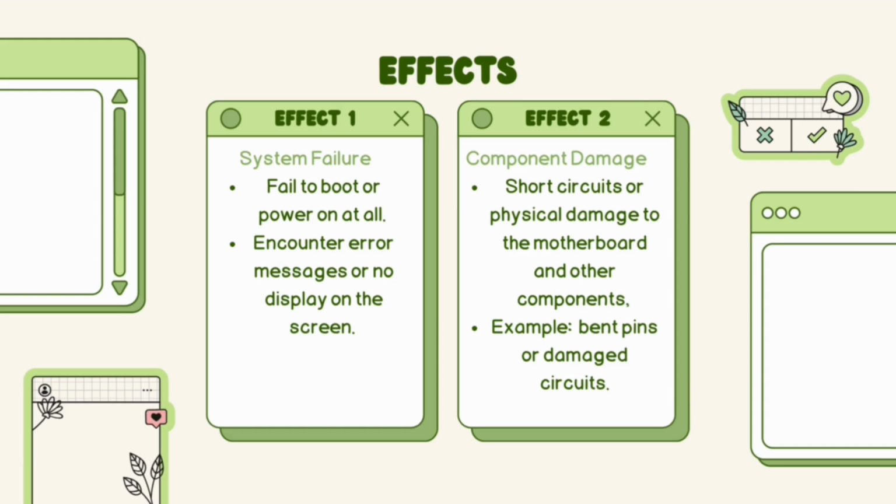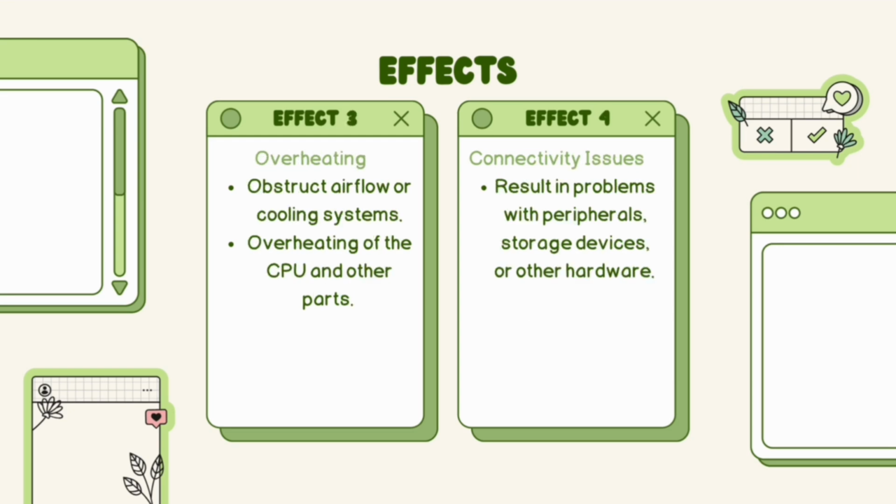Second, component damage. Incorrect installation can cause short circuits or physical damage to the motherboard and other components, such as bent pins or damaged circuits. Third, overheating. Poor alignment or improper mounting may obstruct airflow or the cooling system, leading to overheating of the CPU or other parts.